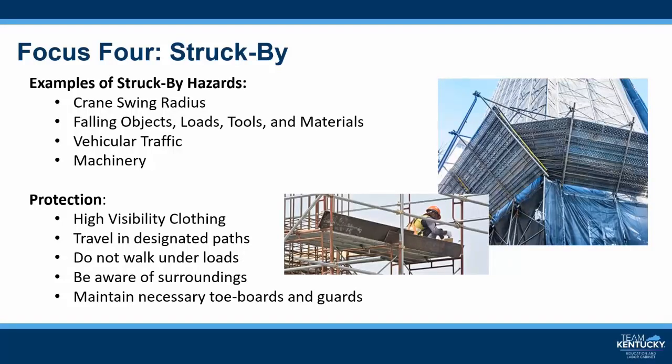Not only is the swing radius a struck-by hazard with machinery, but employees are also at risk of being run over by equipment. Workers should be aware of pedestrian pathways and vehicular traffic pathways. If the construction site has designated paths, then they should be followed accordingly. However, if the site is not equipped with designated paths, workers and operators should make sure to be aware of their surroundings and also wear high visibility clothing.